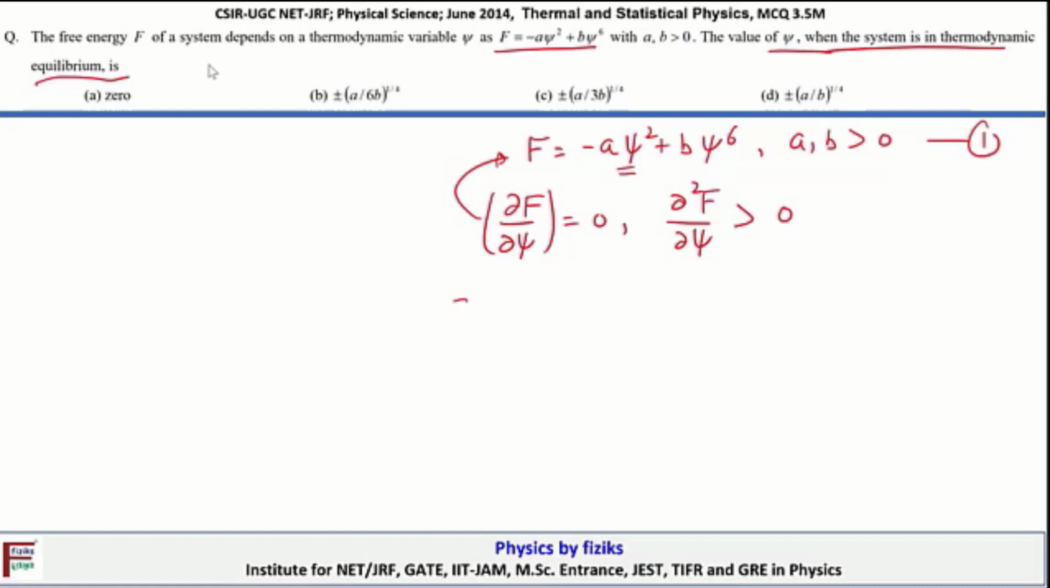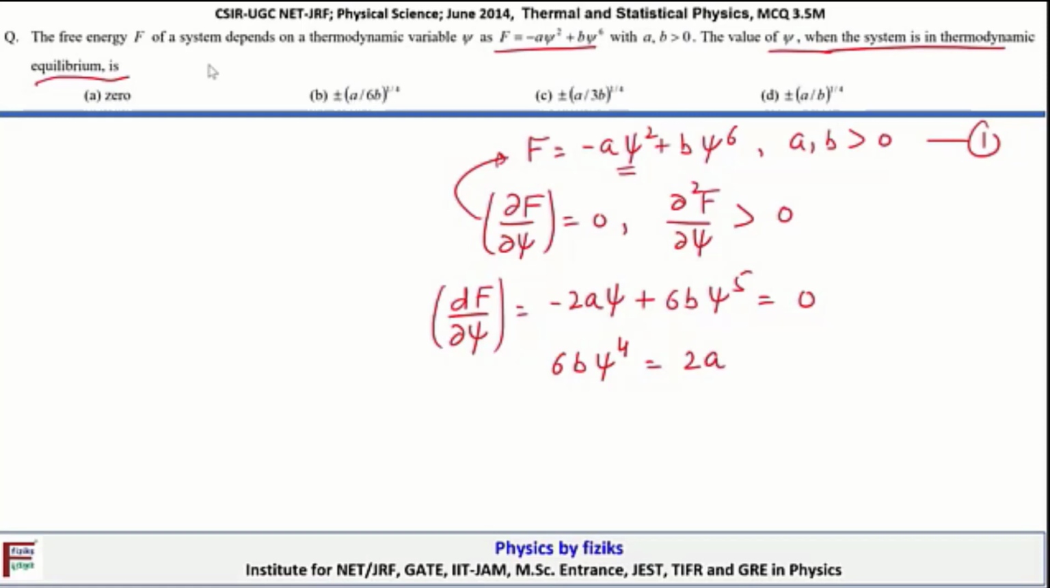So dF upon d psi, basically we are minimizing F with respect to psi, where psi is also called the order parameter. So dF by d psi is equal to minus 2a psi plus 6b psi 5, and that should be equal to 0. Okay, so after rearranging these terms, we obtain 6b psi 4 equal to A. So psi will become common and come outside.